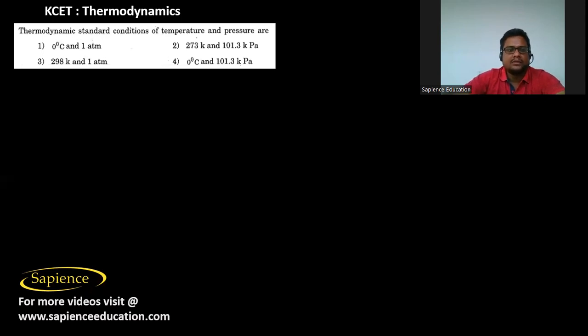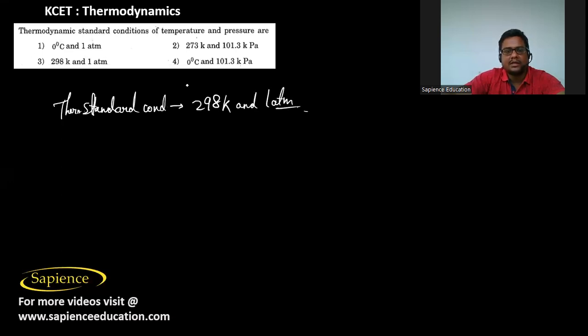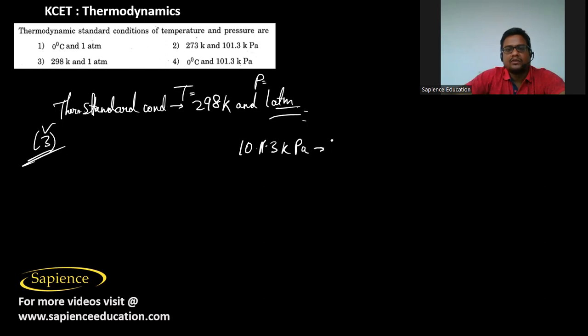Then here it is asked: thermodynamic standard conditions of temperature and pressure are? So thermodynamic standard conditions are 298 Kelvin and 1 atmosphere. The temperature should be 298 Kelvin and the pressure should be 1 atmosphere. So option 3 is the correct answer. 101.3 kilopascal is also called 1 atmosphere.